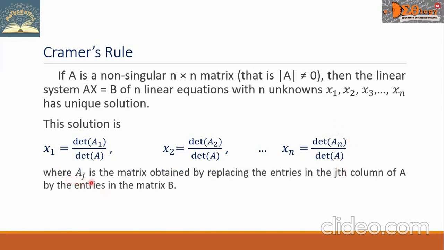where A sub j is the matrix obtained by replacing the entries in the jth column of A by the entries in the matrix B, or the matrix of constants. Take note that Cramer's rule does not apply if determinant of A is equal to 0.